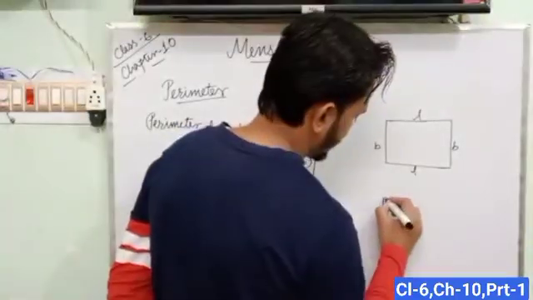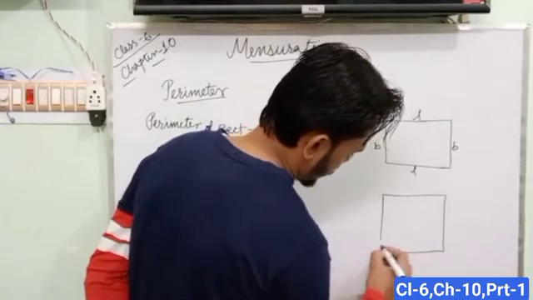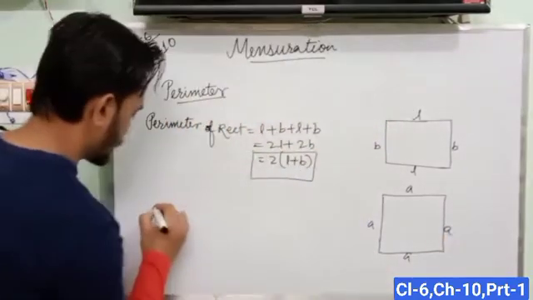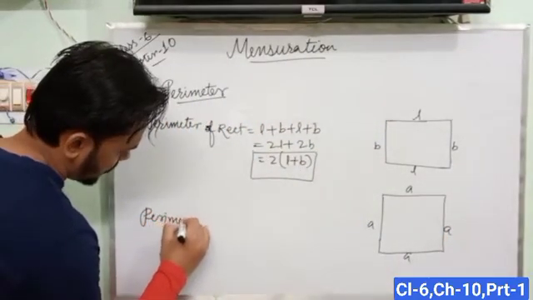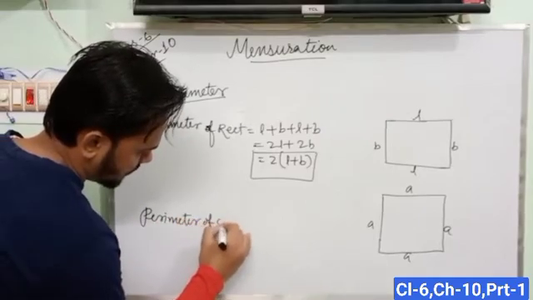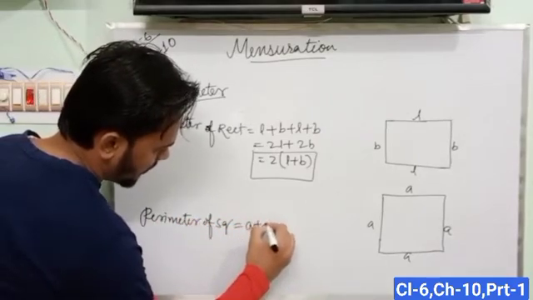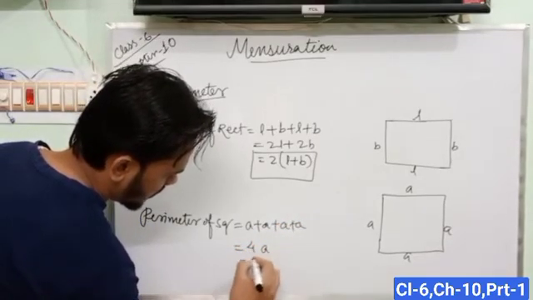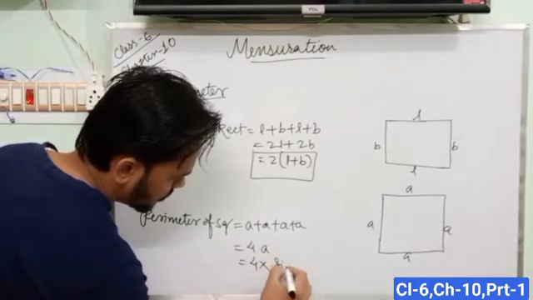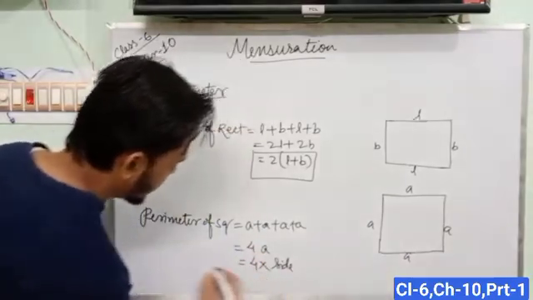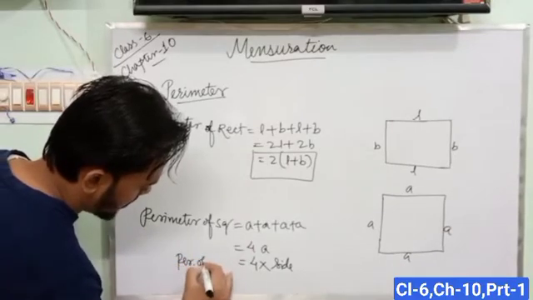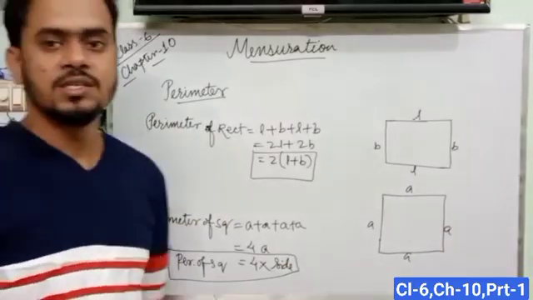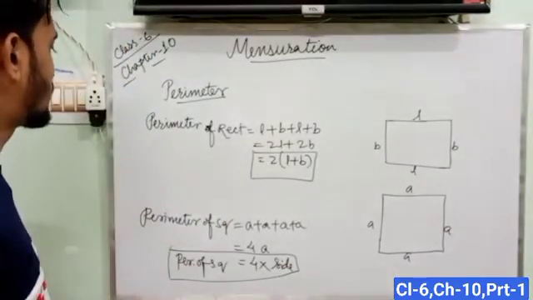Similarly, when we take any square, the square figure whose all sides are equal, we can write here perimeter of square is equal to A plus A plus A plus A. That means 4A, which is 4 into side. A is the side of the square. So perimeter of square is 4 into side. So these are the formulas for the special figures.